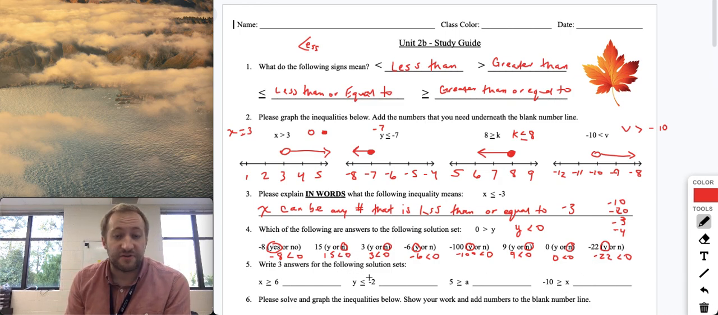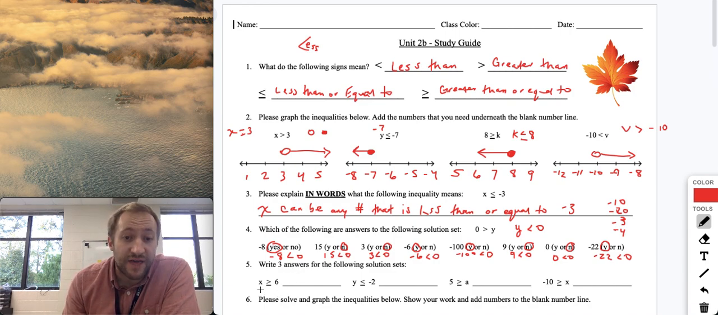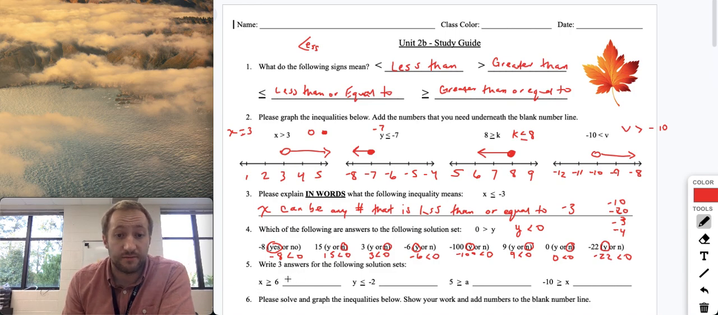Write 3 answers for the following solution sets. So x is greater than or equal to 6. So any number that is greater than or equal to 6 works here. So 6, that works here. 10, that works here. 22, that works here. Any number that's greater than or equal to 6 is a possible solution.